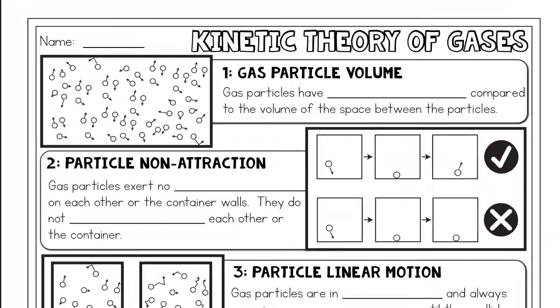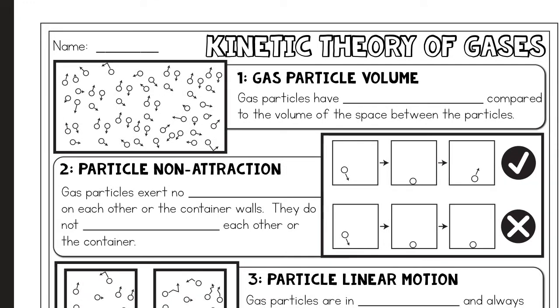So continuing with the kinetic theory of gases, gas particles have a very small or insignificant volume compared to the volume of the space between particles. Again, these particles are very tiny, and they're spread out very far.